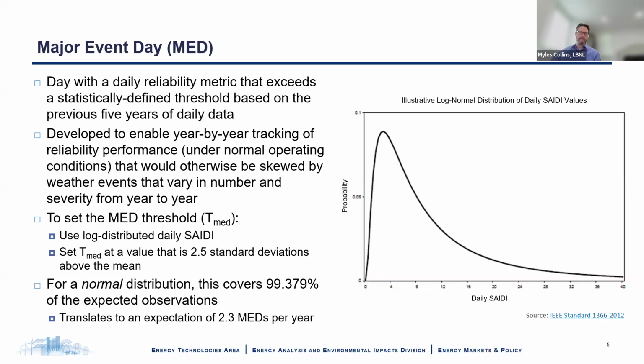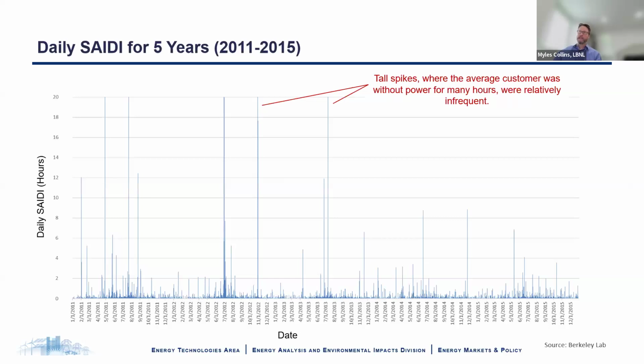Next slide, please. So in the next couple of slides, we'll look through what this data looks like. This shows daily SAIDI data for 5 years between 2011 and 2015 for a utility. It's chronological, so it goes by date on the bottom over that 5-year period, and on the y-axis we see daily SAIDI in hours.